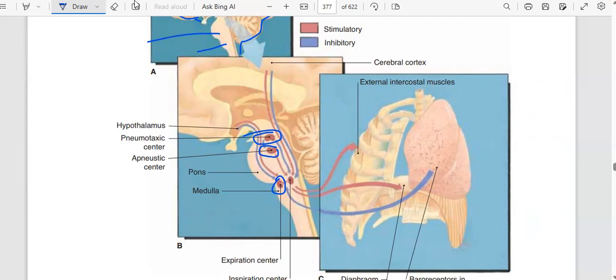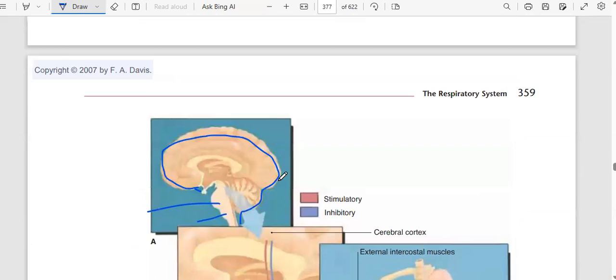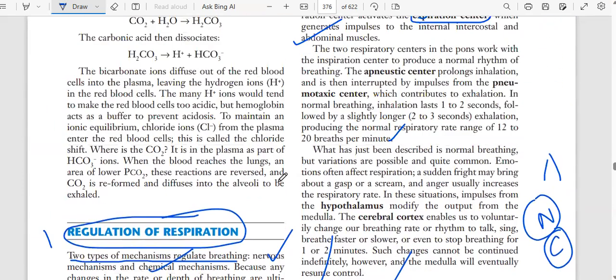You can understand with the help of these arrows. Here is the expiratory center and the inhalatory center. Here it will enter into the pneumotaxic center. The pneumotaxic center will activate the apneustic center, and the apneustic center will activate the inhalation center again, same as the exhalation center. So we need another system to regulate that. In the pons, we have the apneustic center and the pneumotaxic center.